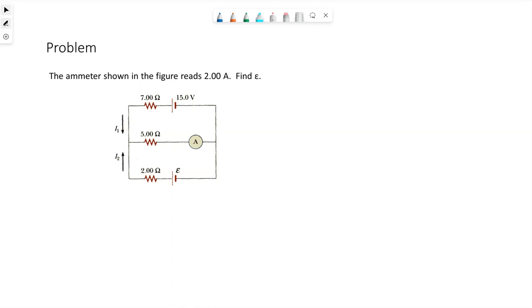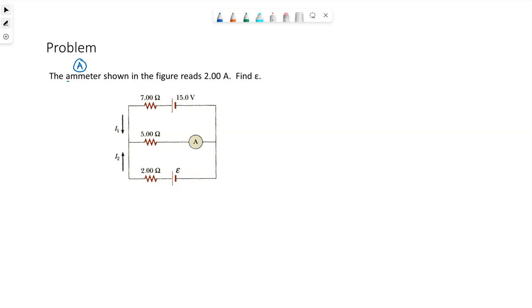We have an example problem here. We have a circuit. In this circuit, it tells us the ammeter shown in the figure reads 2 amps. Find the EMF of the bottom battery. So in the circuit, the ammeter is represented as the A with a circle.